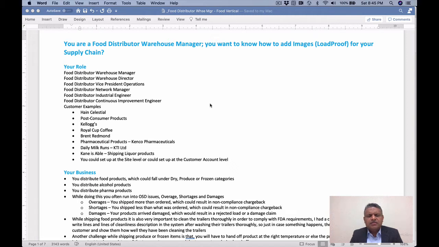That's not the right thing to do, because we can only do what we have control over. So we make sure when the product leaves our facility, we ship it perfectly. That's all we can do. And after that, if somebody messes it up, we cannot do anything. So they started taking pictures, and they've been taking pictures, basically using LoadProof. So those are some of the customer examples that we have deployed LoadProof for, and they're using it, and it's added tremendous value to their business.